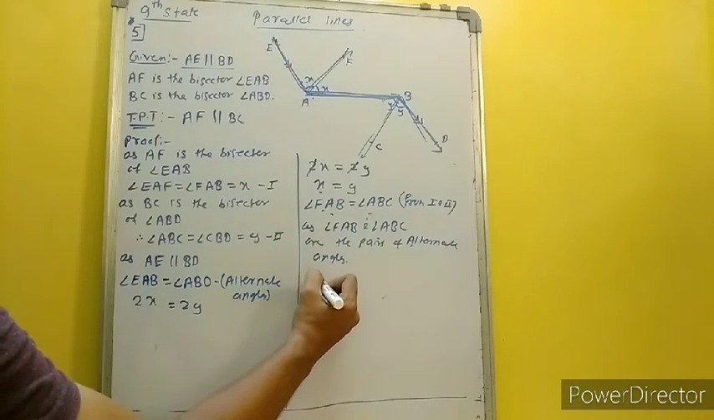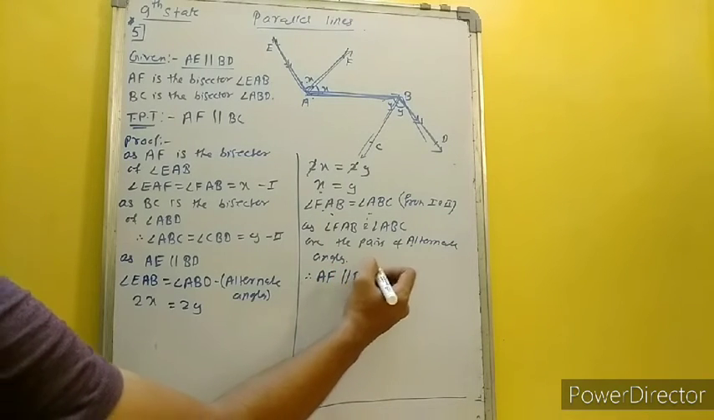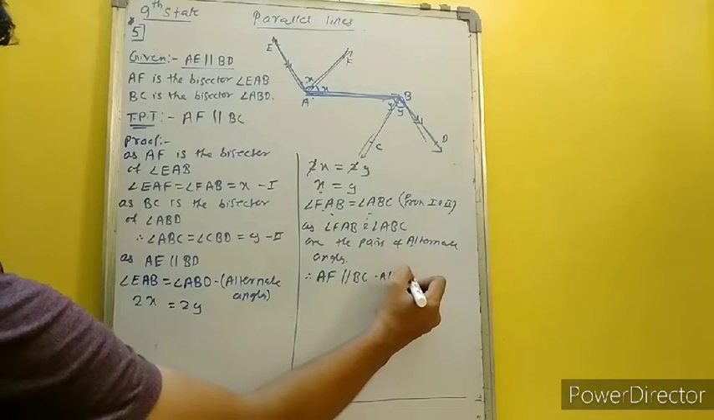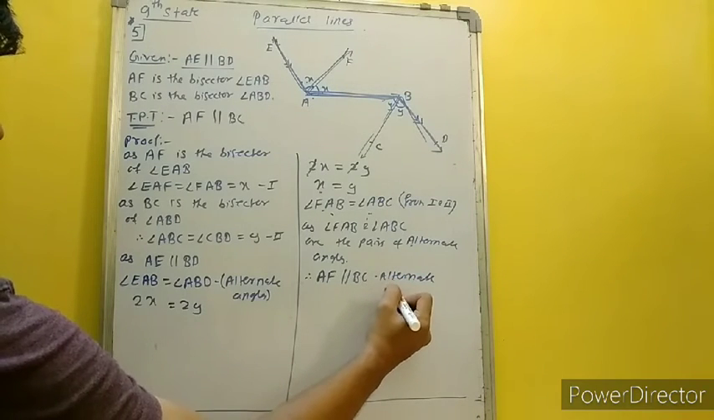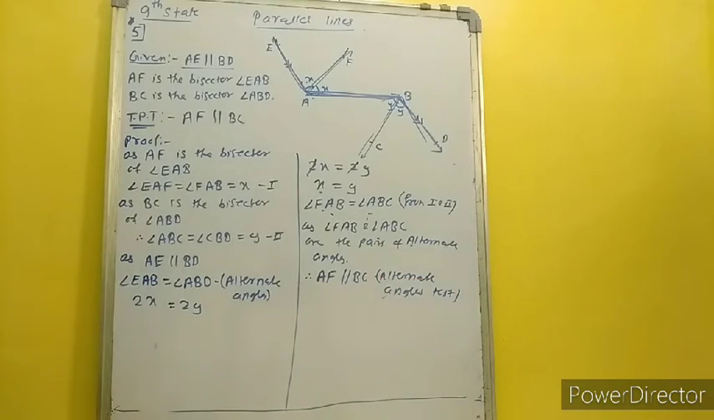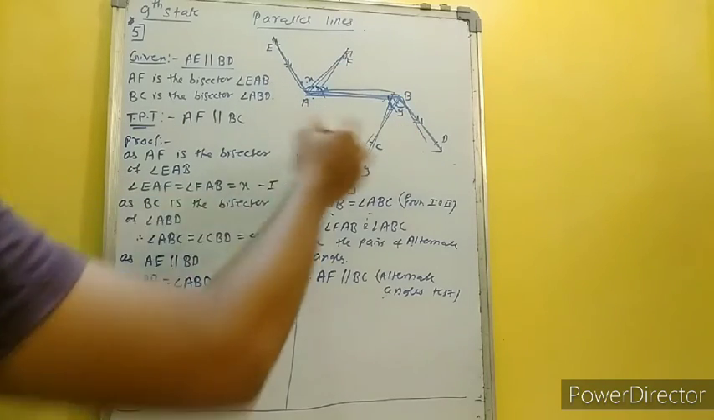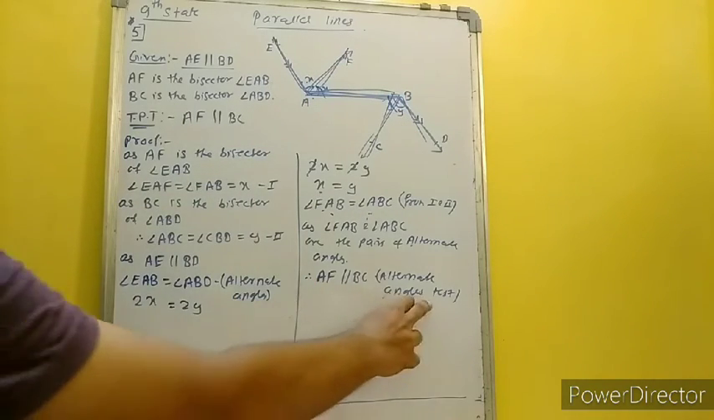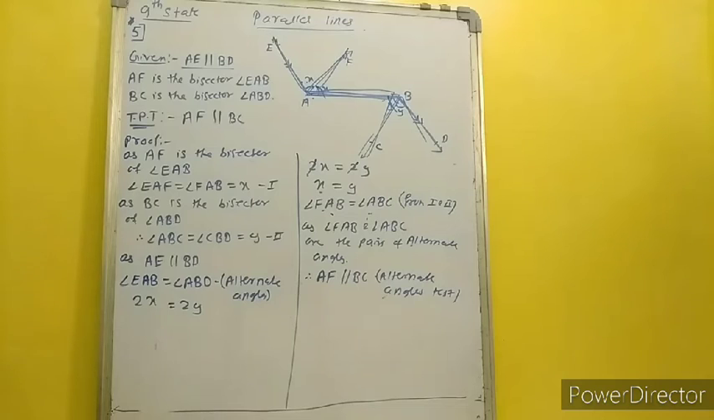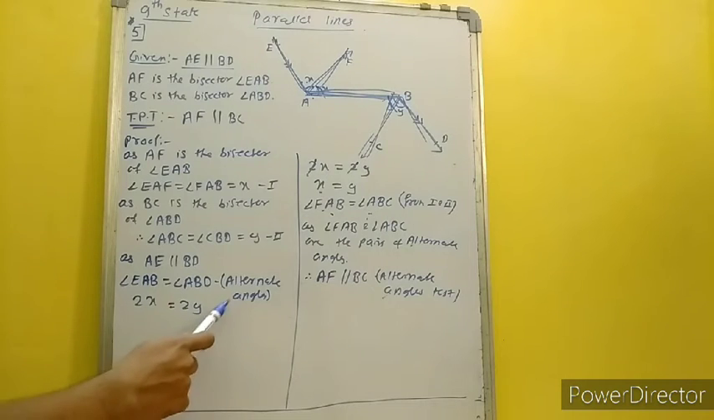Therefore, I can say that AF is parallel to BC by alternate angles test. Okay, so they are parallel when two angles are equal. If we are proving it parallel, then we say alternate angle test. And the reverse is, if two lines are parallel and two angles are equal, then we call them alternate angles. We have already seen that over here. So that's it, AF is parallel to BC.